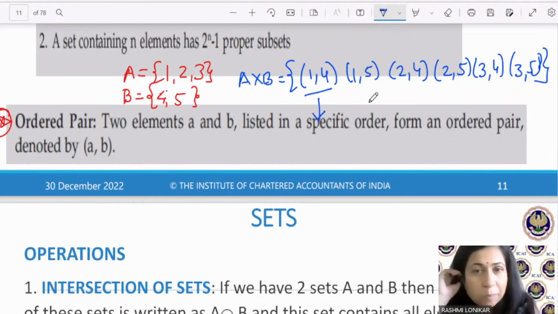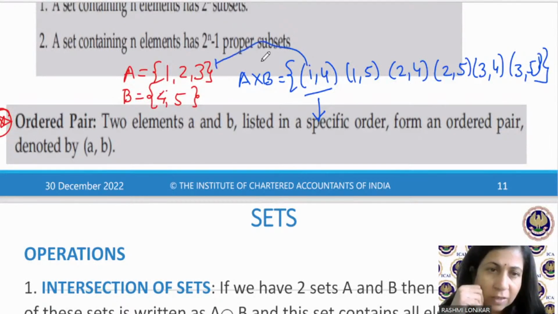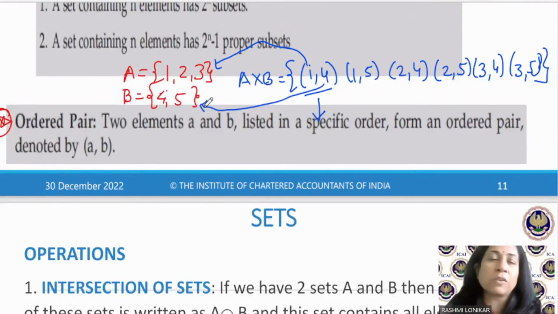Why is it ordered? Because the way in which it is written is very important. The first element is coming from which set? A. What about the second element? It is coming from B. Can I interchange it? No. Because if I write it as 4, 1, is 4 present in the set A? No. So we are writing it in an ordered pair where the order is specified. So I have to use it that way.